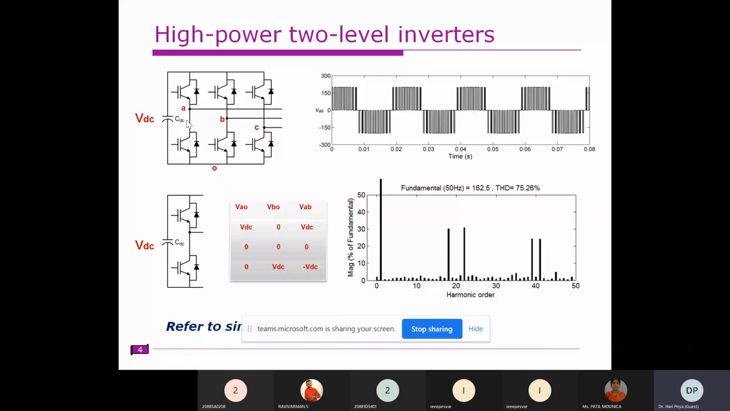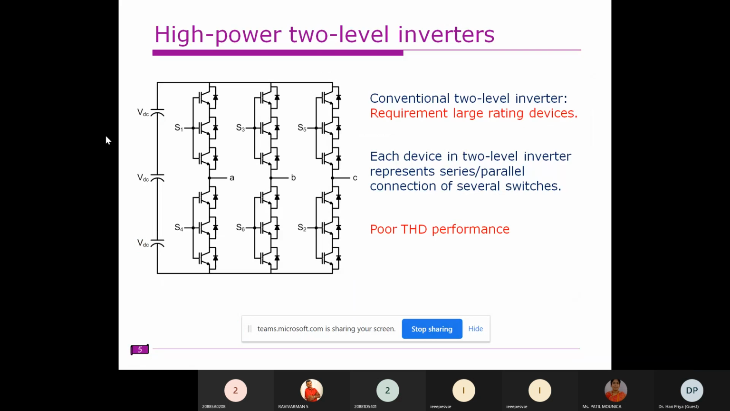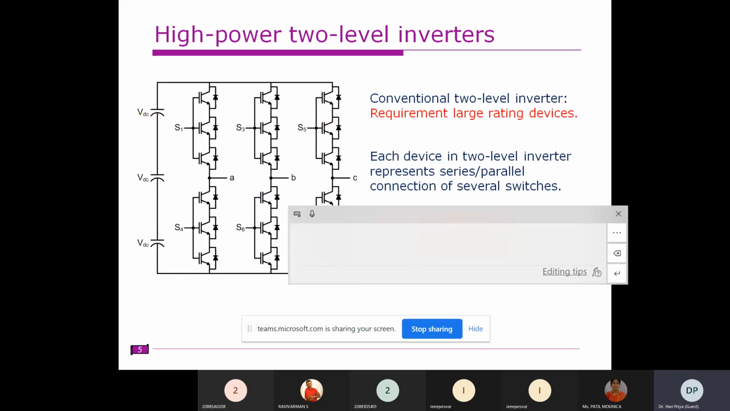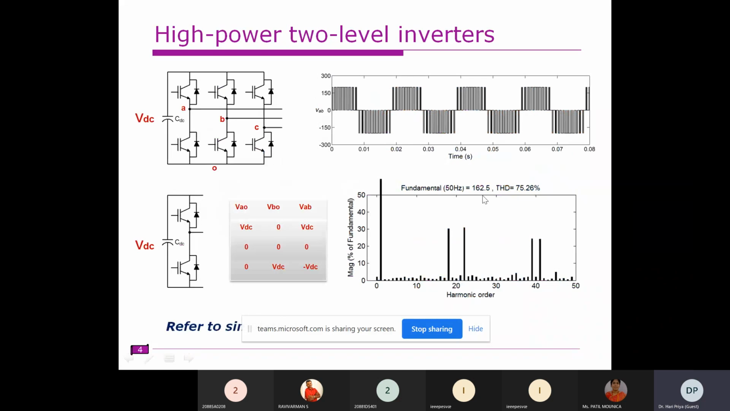This particular bridge inverter configuration is actually called a two-level inverter. You have seen this bridge configuration of the inverter, which is designed with SCRs. I think you have seen this configuration, where each device is replaced with a thyristor.